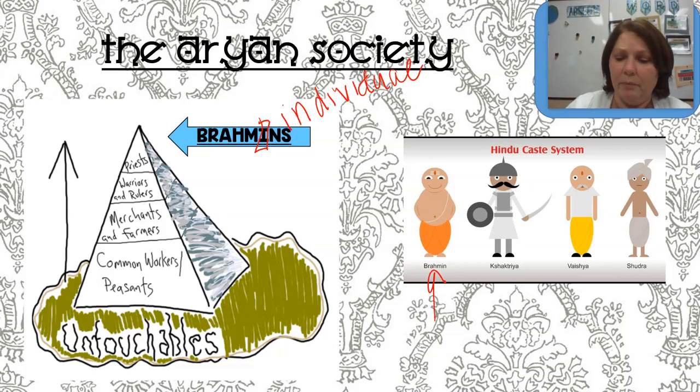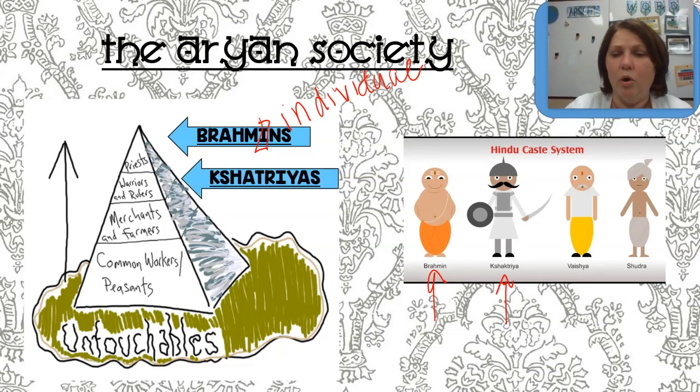There's our Brahmin. Then the next class of people we have are the Kshatriyas, and that's going to be our warrior class. Warriors and governors and rulers of different provinces and things like that. That's going to be that class of people. The next class of people with power is going to be the Vaishyas.